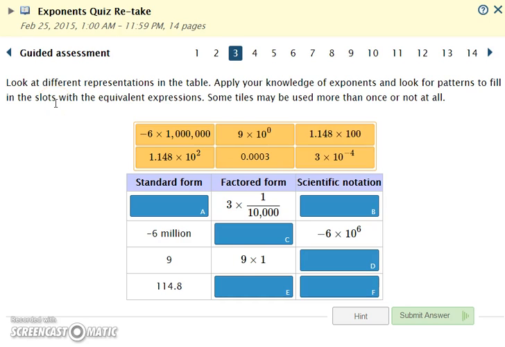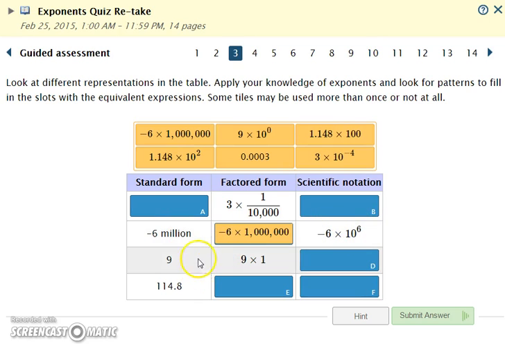All right, this next one, we're looking for a bunch of different scientific notations. So I'm going to start with the numbers. This one is 6 million. A million has 6 zeros after it. So I'm looking for something with 6 zeros, and this one has 6 zeros. So in other words, that's 6 and then 6 zeros after it. So 6 times a million.